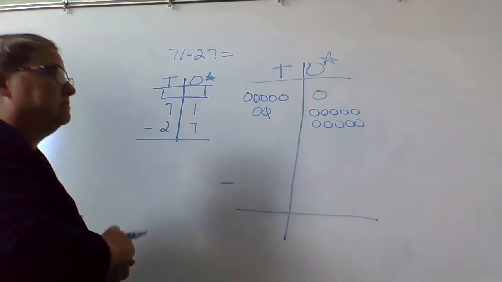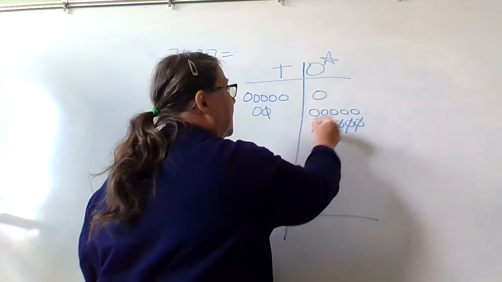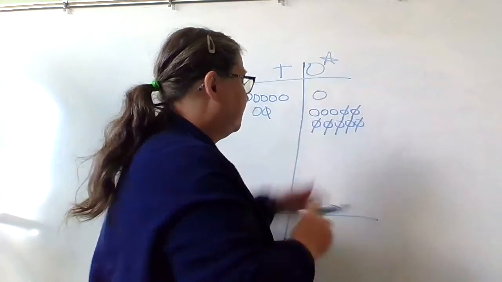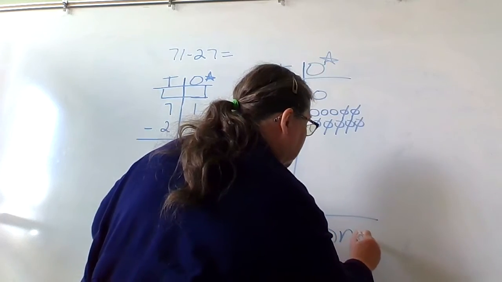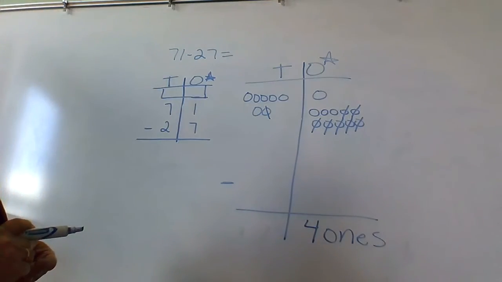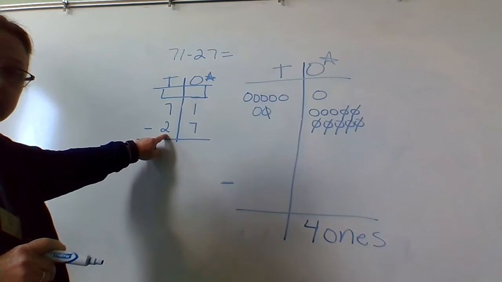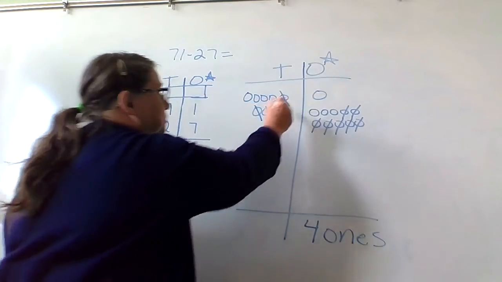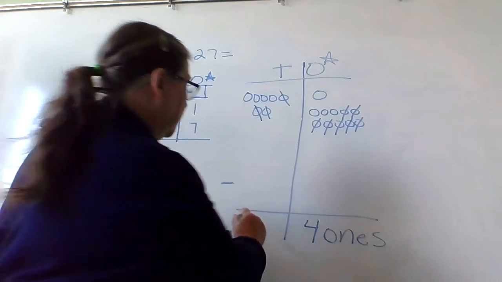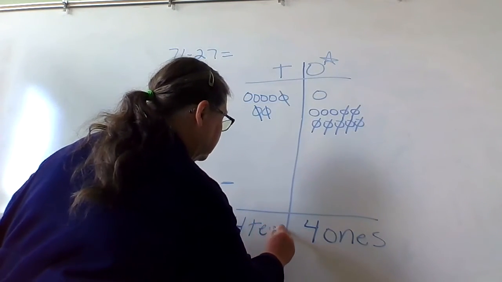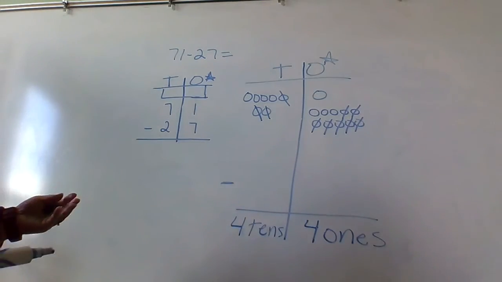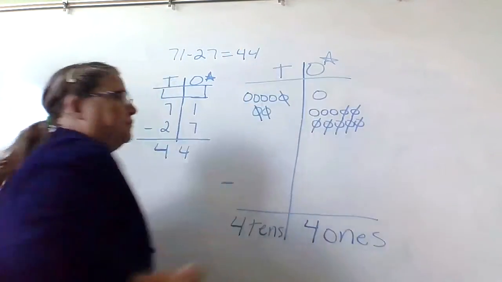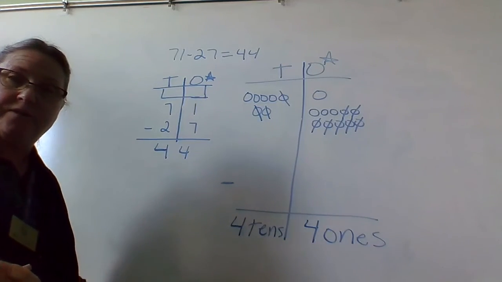Now I can cross out 7. 1, 2, 3, 4, 5, 6, 7. Then I can count how many's left. 1, 2, 3, 4. 4 ones. Okay? Oh, I have 2 tens. I need to cross out 2 tens. Here's 1. Here's 2. I have 1, 2, 3, 4 left. 4 tens. 4 tens and 4 ones equals 44. So this answer is 44. There's that answer of 44.